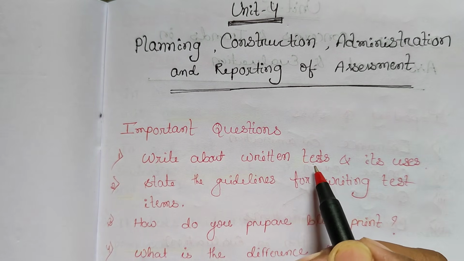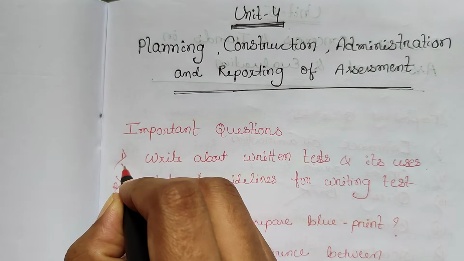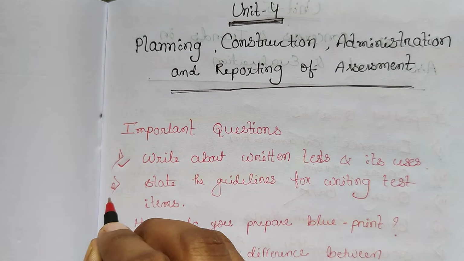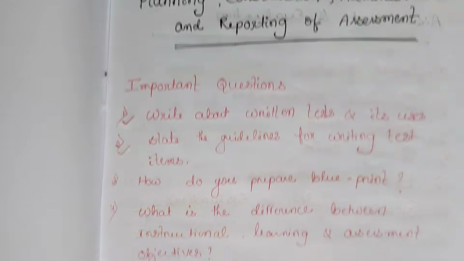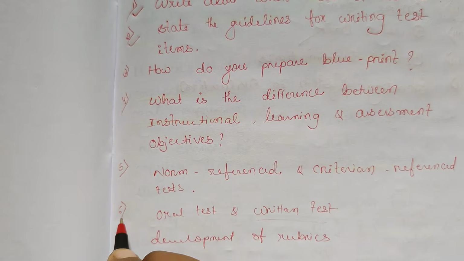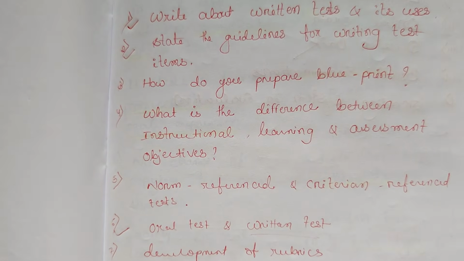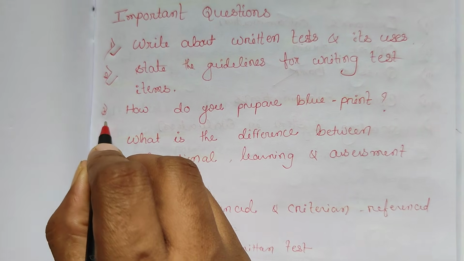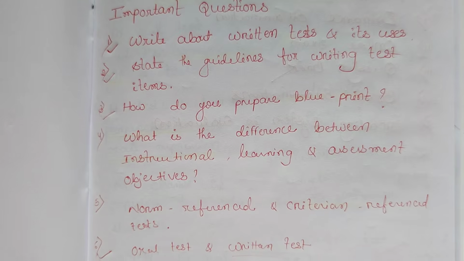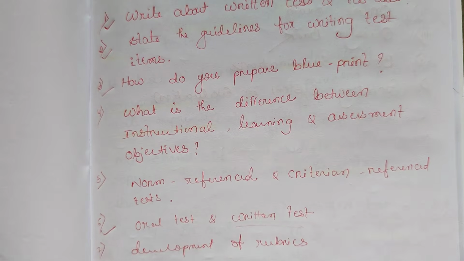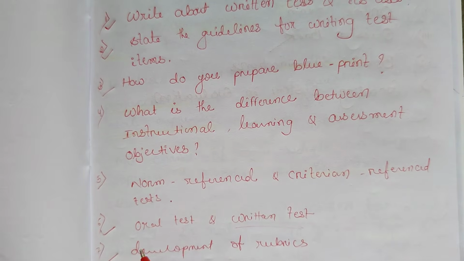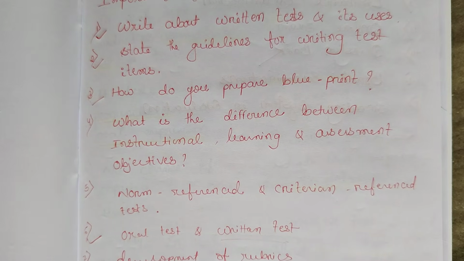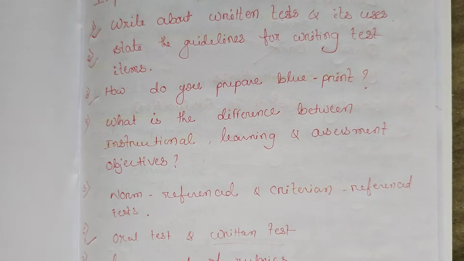So last class, we wrote about written test question number 1, state guidelines for writing test items, and here oral test and written test. These 3 questions are over. So today we'll do question number 3, how do you prepare blueprint and development of rubrics. Question number 3 and 7 today we will do.